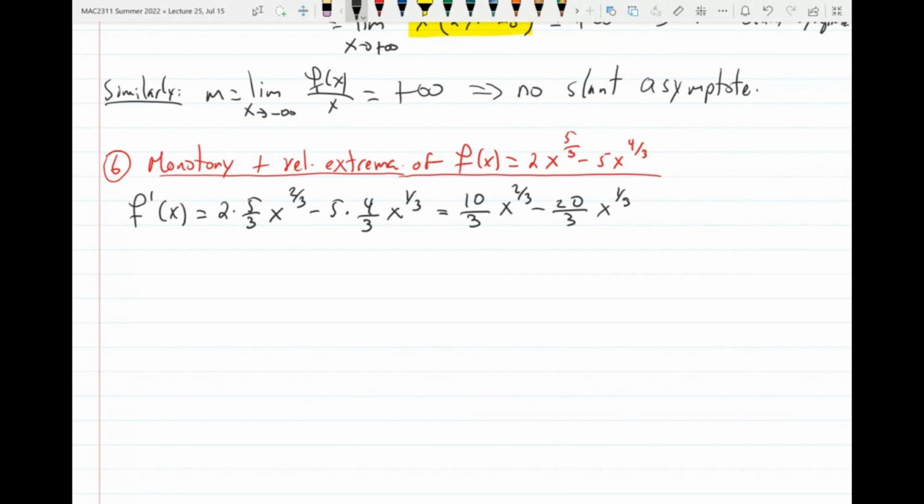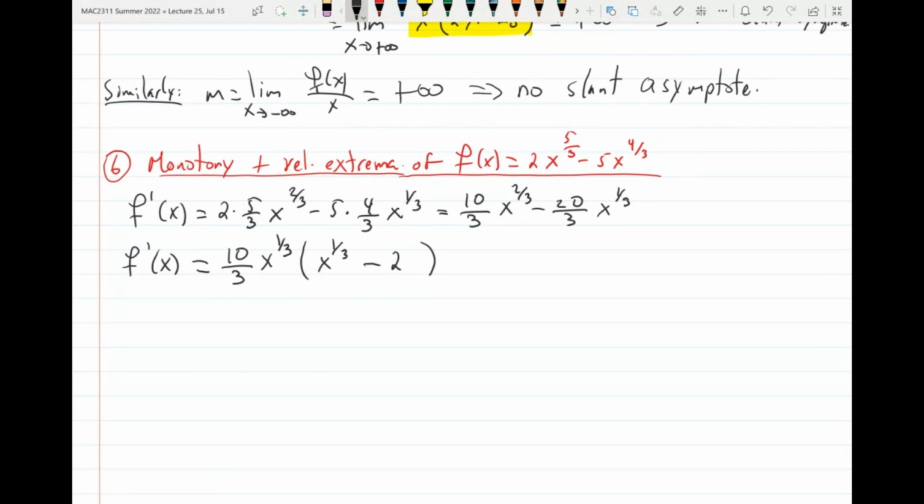Now, once again, here you want to find zeros and so on. So it's good practice to have this in a factored version. So let me factor the derivative. Here I'm going to take out a 10/3, and then the lowest exponent is 1/3. In the first parenthesis, we're going to have an x. In the first term, we have x to the 1/3 left over. And then the second term, we're going to have a 2 left over. You take out 10/3 from 20/3 and you get 2.